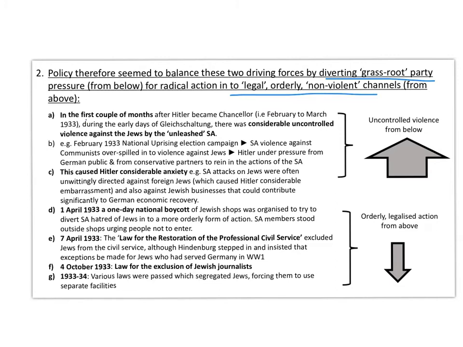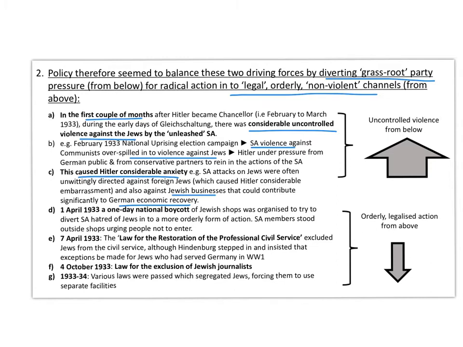So in the first couple of months after Hitler became Chancellor, during the early days of Gleichschaltung, there was considerable uncontrolled violence against the Jews. During the National Uprising campaign, a lot of SA violence overspilled into violence against Jews. They didn't distinguish between communists and Jews. When they saw them on the streets, they would often physically attack Jews. What we do know is that caused Hitler considerable anxiety because it damaged business, it damaged Hitler's own image, and it was damaging to economic recovery.